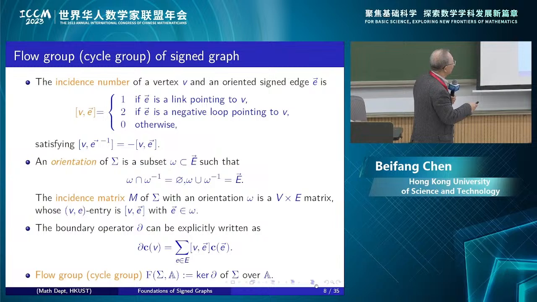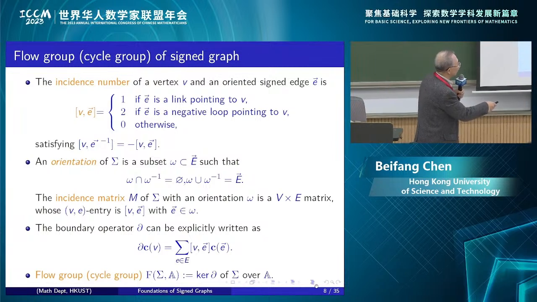And given an orientation. Orientation means a selection of the oriented edges. For each edge, you select only one orientation. We cannot select two, and the union should cover the whole set, or take the opposite ones, to get the set of all orientations. Any such collection of oriented edges is called an orientation.